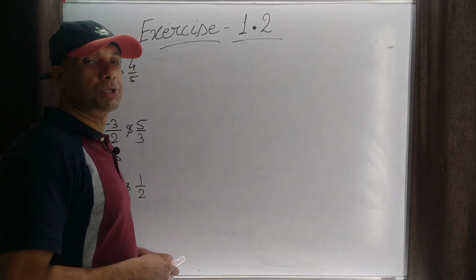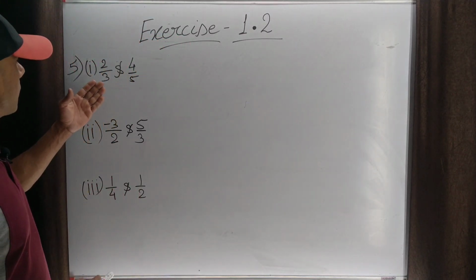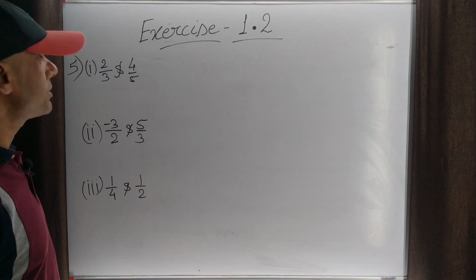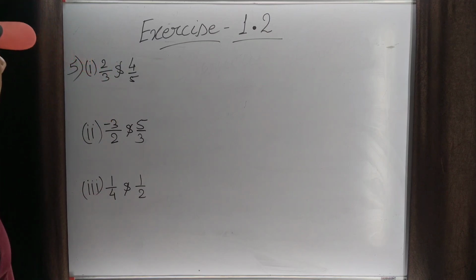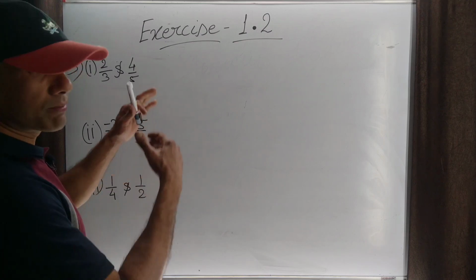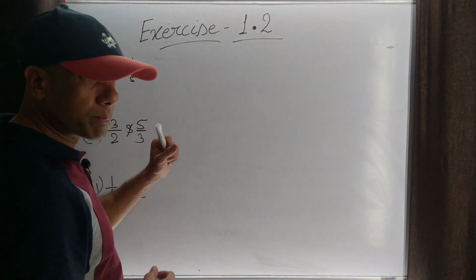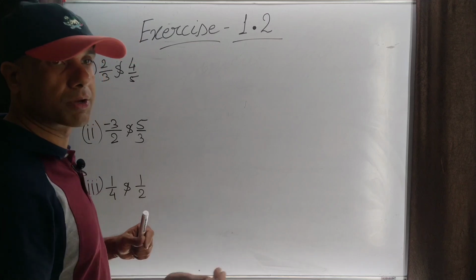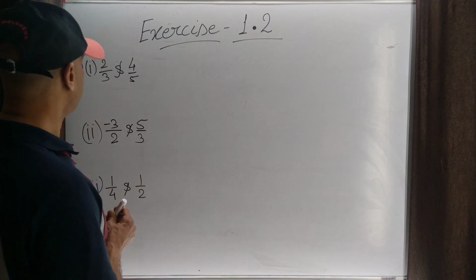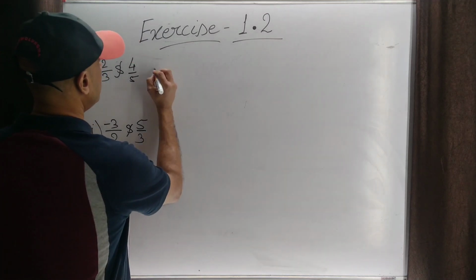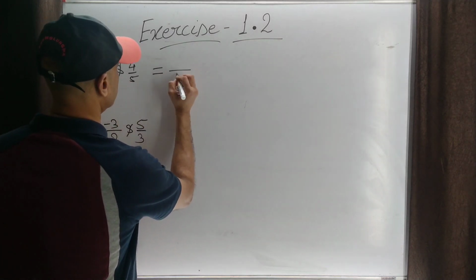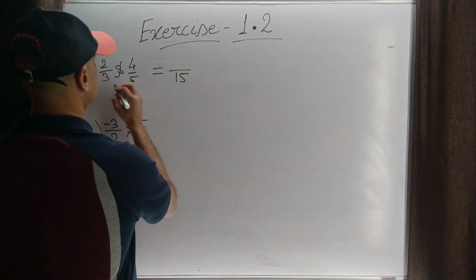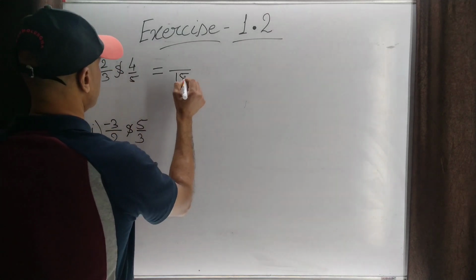Let's move on to the next question. We have to find 5 rational numbers between 2 by 3 and 4 by 5. Okay. So this time I'll try to explain without the number line. That will save time, and for you the calculation will be faster. Okay. So let's see. We take the denominator as the LCM. So we make it 15 here.